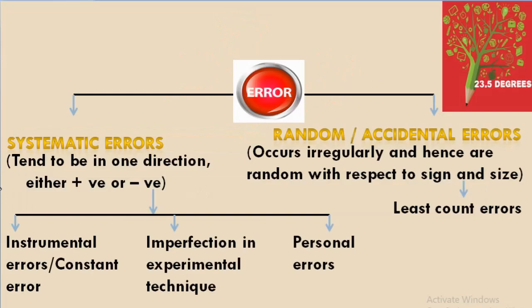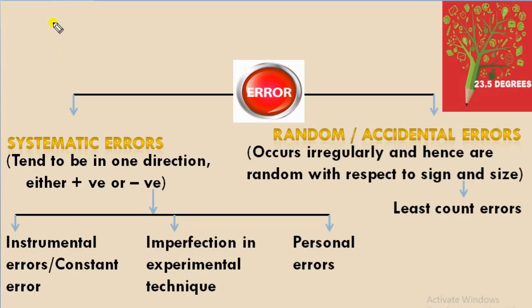Now, all errors can be divided into two categories. Number one is systematic error and number two is random error, which sometimes is also referred to as accidental errors. Let's start with systematic error. The typical characteristic of systematic error is that they are either consistently positive in nature each time you are taking a measurement, or consistently negative in nature while taking the measurements.